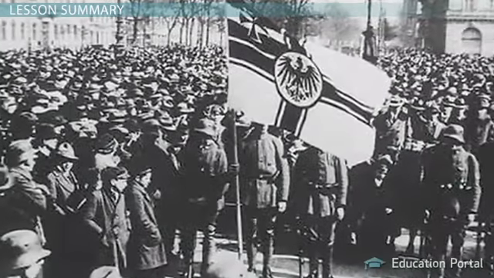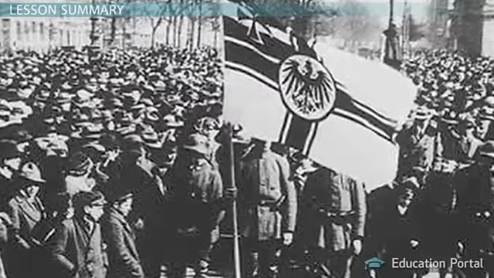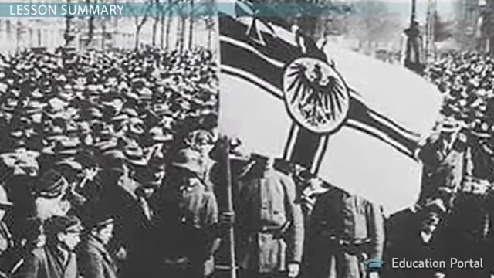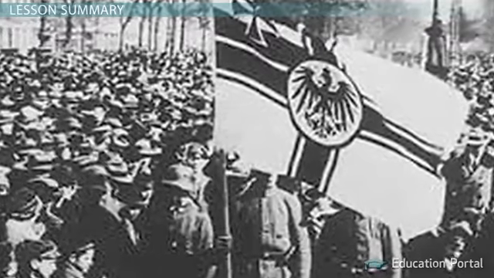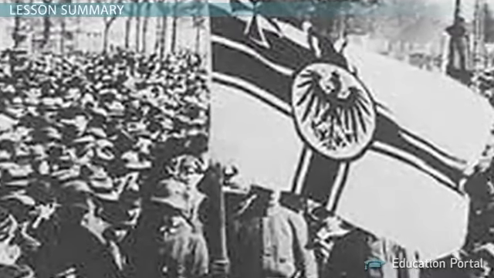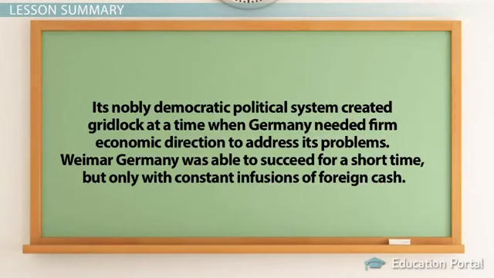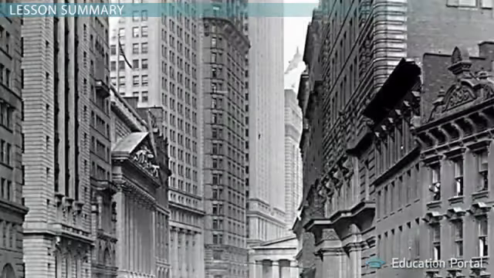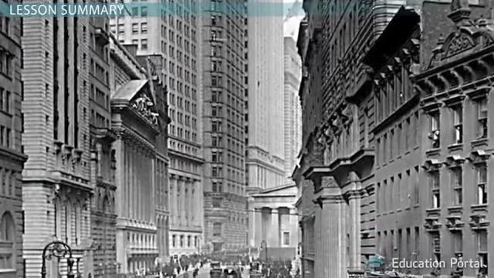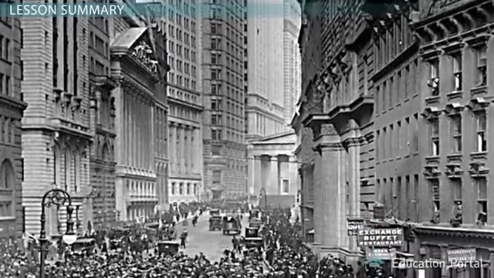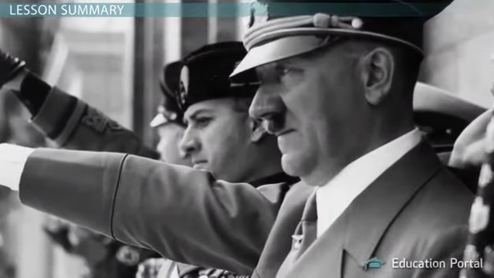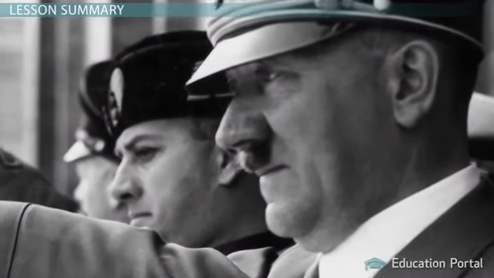The Weimar Republic that ruled Germany after World War I until the rise of Nazi Germany in 1933 was faced with the enormous task of simultaneously stabilizing post-war Germany and paying debilitating reparations to its former enemies. Unfortunately, its nobly democratic political system created gridlock at a time when Germany needed firm economic direction to address its problems. Weimar Germany was able to succeed for a short time, but only with constant infusions of foreign cash. When the Wall Street collapse and the ensuing Great Depression eliminated this supply, the Weimar Republic unraveled as everyday Germans flocked to political extremists who promised to solve Germany's problems, namely Adolf Hitler and the Nazi Party.